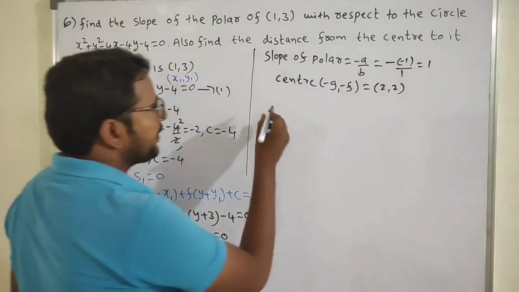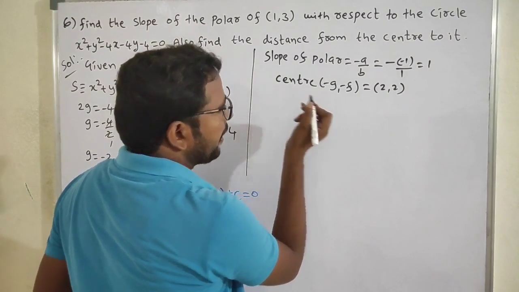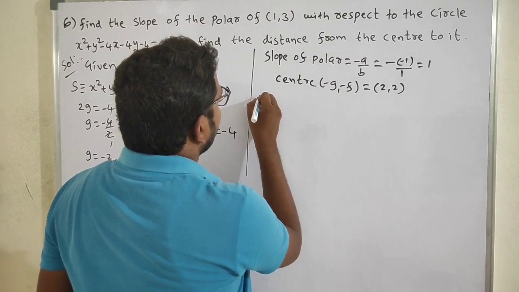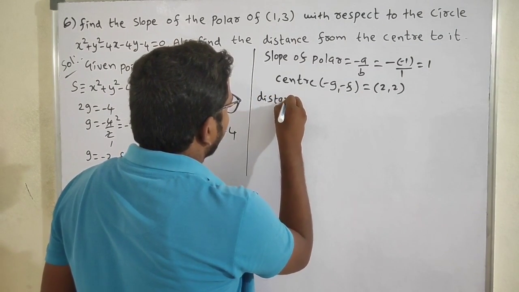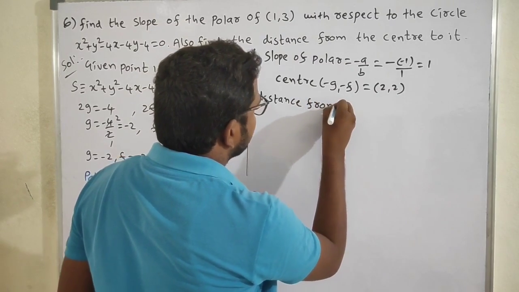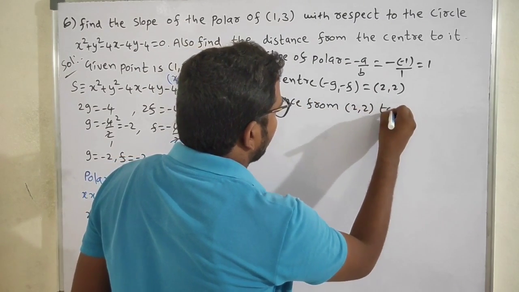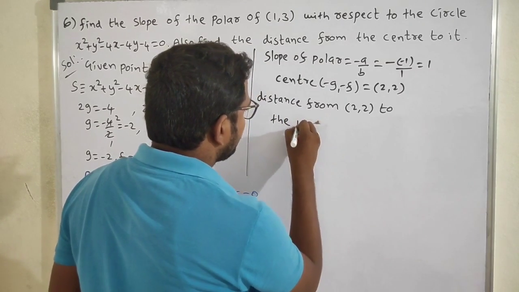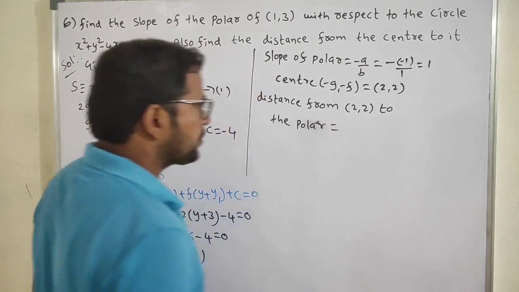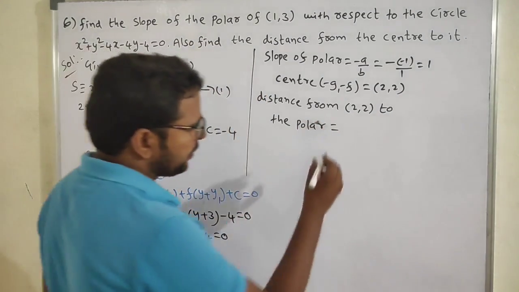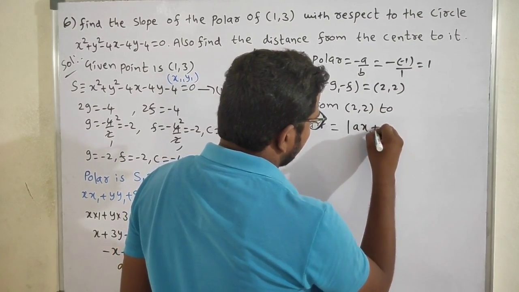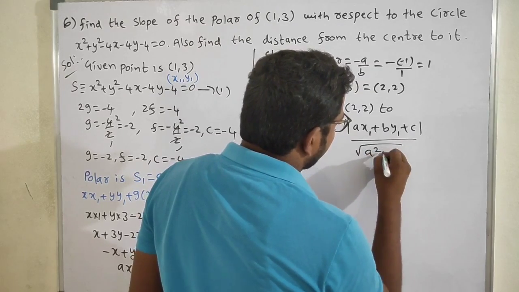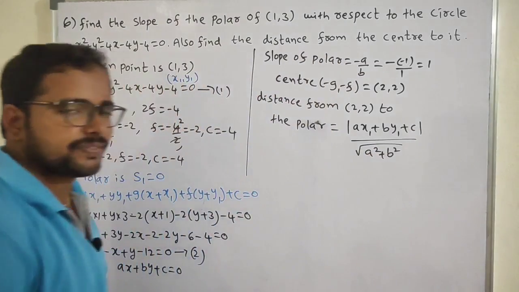Length of perpendicular, or perpendicular distance, or just distance, from center 2, 2 to the line, to the polar, is equal to, what is the perpendicular distance formula? It comes in first year: modulus of ax1 plus by1 plus c by root over a square plus b square.